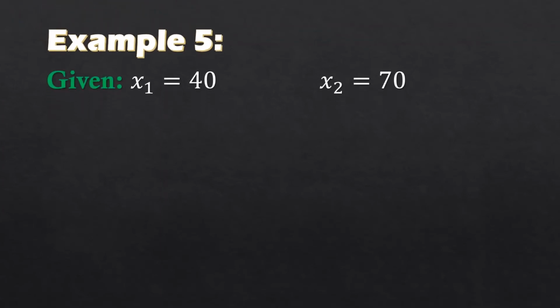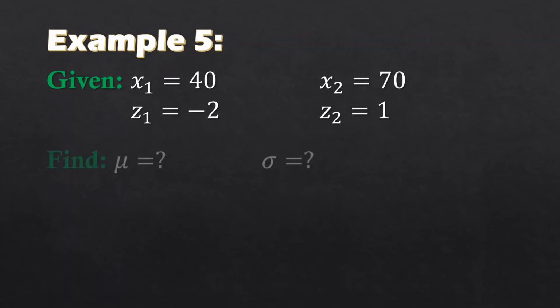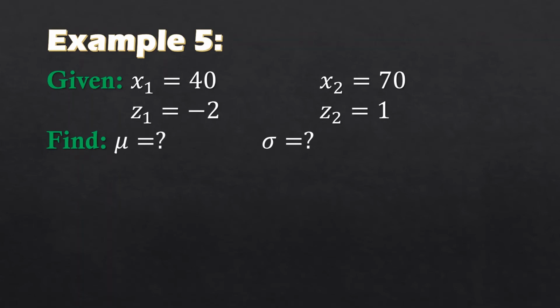So our given values, population values: we have x sub 1, which is equal to 40, and x sub 2, which is equal to 70. We notate it with sub 1 and sub 2 since there are two groups. And the z-score for 40, we have negative 2, and z sub 2 is equal to 1. So we are going to find the mean and the standard deviation, or our mu and sigma.